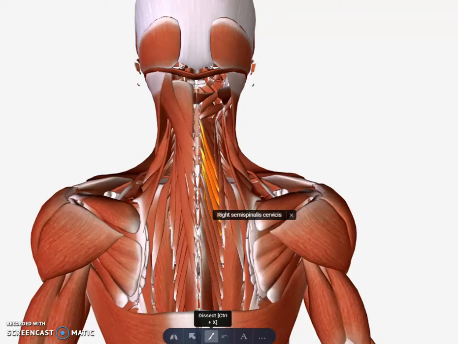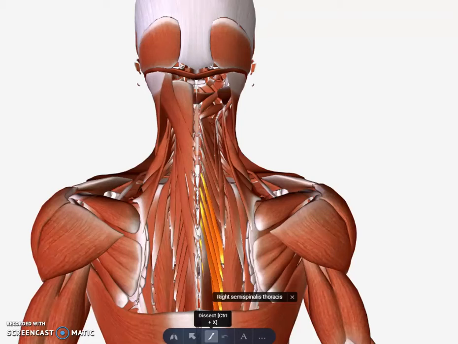This is the semispinalis cervicis. Its function is lateral flexion and rotation of the head and extension of cervical spine. The origin is the T1 to T6 transverse processes, and the insertion is the C2 to C5 spinous processes.